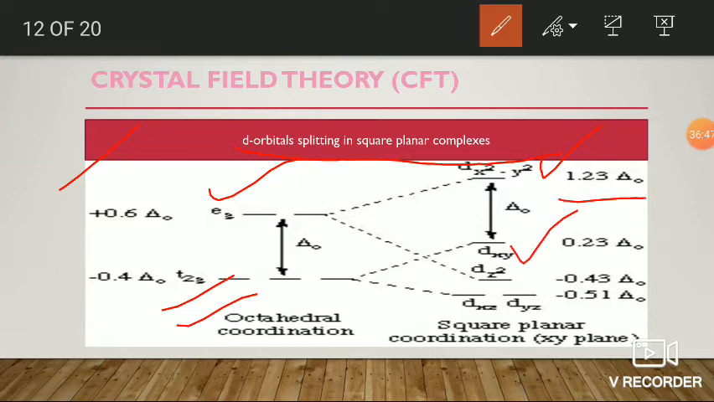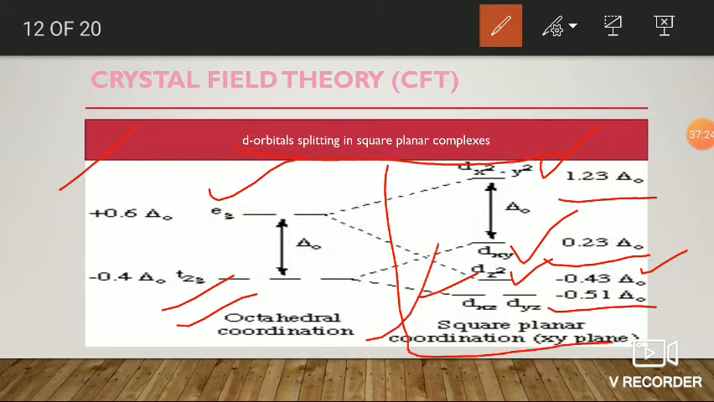The dxy energy is generally 1.23 delta o. This dxy orbital energy is generally 0.3 higher than delta o. The third one is dz square, generally minus 0.43 relative to the delta o value. The last, lower energy d orbitals are dyz and dxz, each with 0.51 relative to delta o. This is the splitting of square planar geometry.